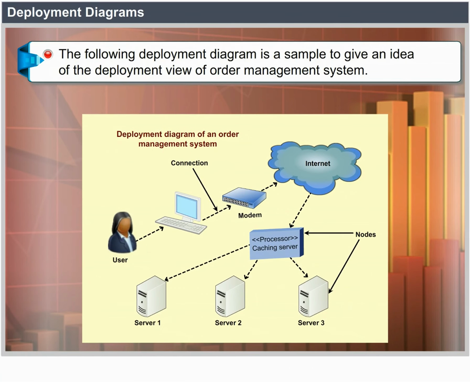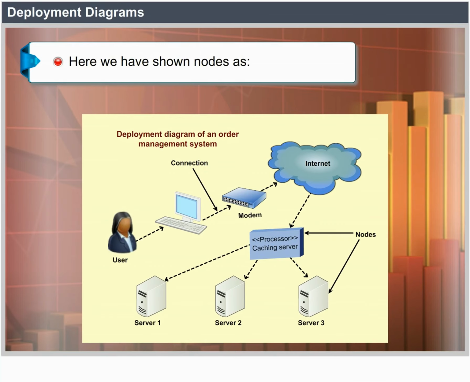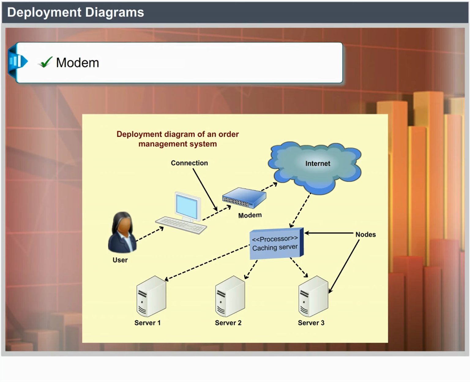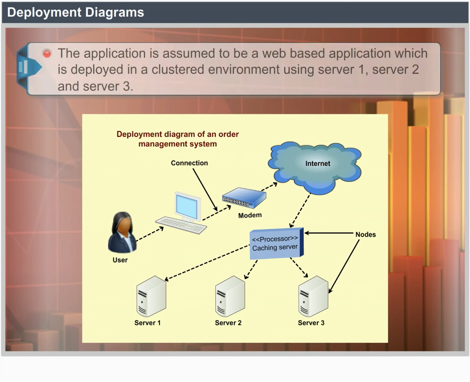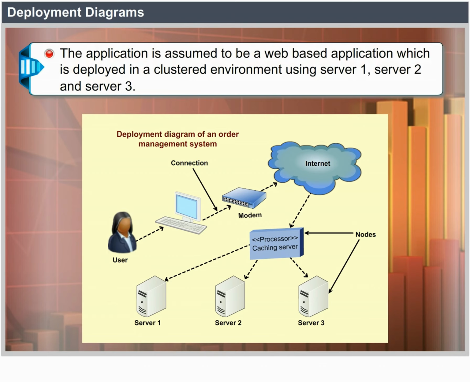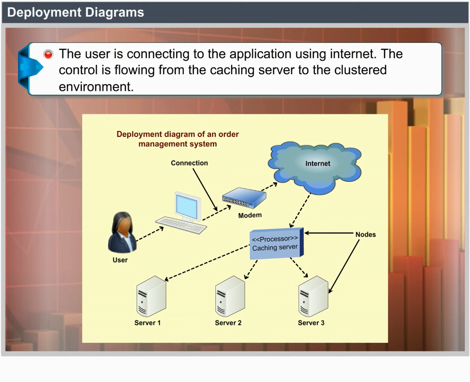The following deployment diagram is a sample to give an idea of the deployment view of an order management system. Here we have shown nodes as monitor, modem, caching server, and server. The application is assumed to be a web-based application which is deployed in a clustered environment using server 1, server 2, and server 3. The user is connecting to the application using the internet. The control is flowing from the caching server to the cluster environment.